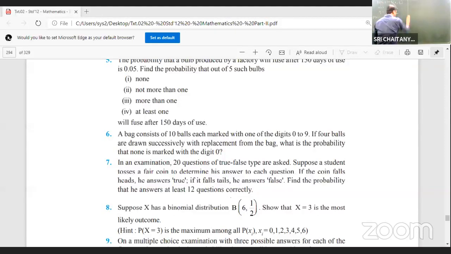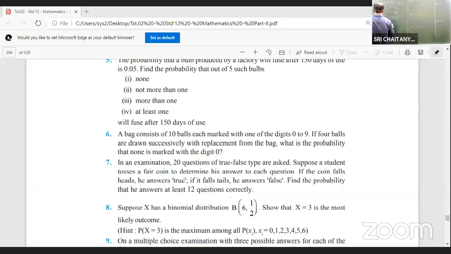Similarly, you should find out P(X = 2). Very big problem. After that, you should find out P(X = 3), then P(X = 4), and after that P(X = 5) and P(X = 6). Among these values, this value should be greater than all the remaining values. I am repeating: this value should be greater than all the remaining values. So that is the meaning of the question.